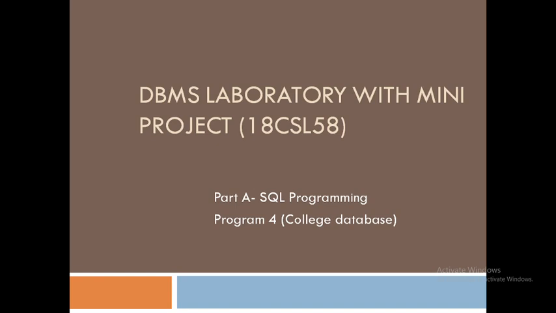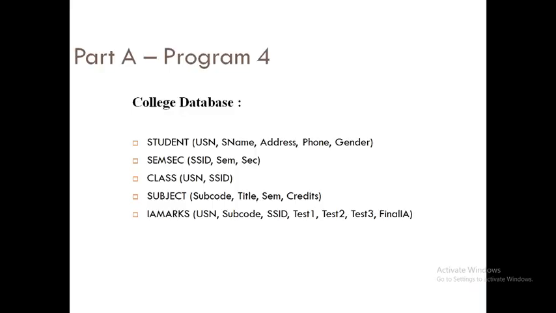Hi everyone. So in this session we will execute program 4, that is college database. In this we have 5 tables: student, sem section, class, subject and IA marks. Now if you see the schema which is given here, in the student we have USN, name, address, phone and gender. And in SEM section we have SEM section ID, semester, section, and class it is having USN and SSID.